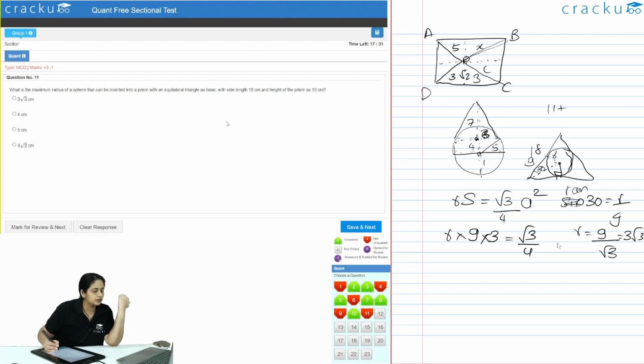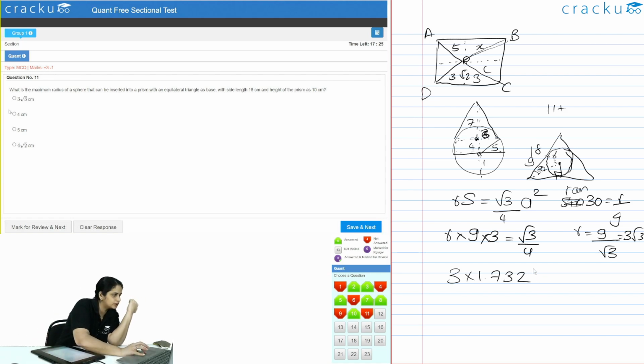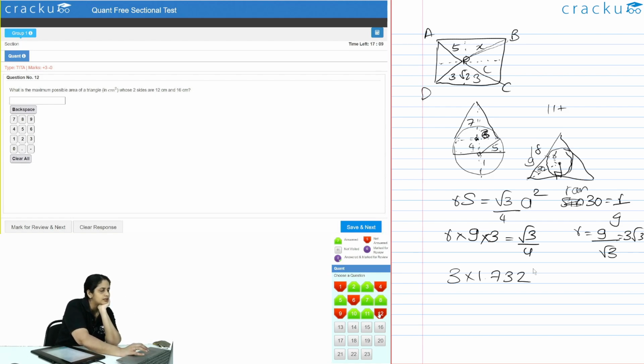So 3 root 3 would be 3 into 1.732, right? So it will be less than 10 centimeters. So this is 3 root 3. So answer. We are asked the radius only, right? What is the maximum possible area of the triangle whose two sides are 12 and 16?